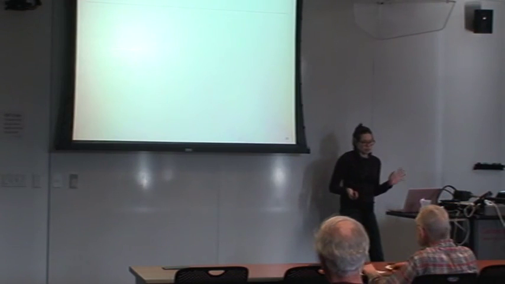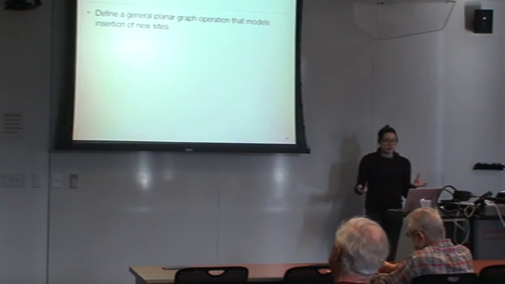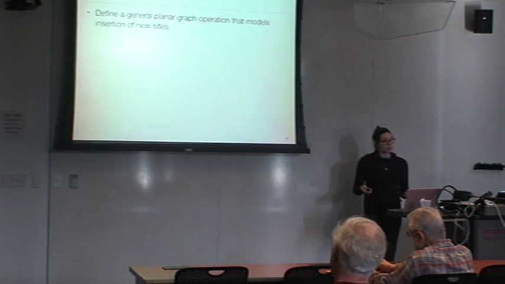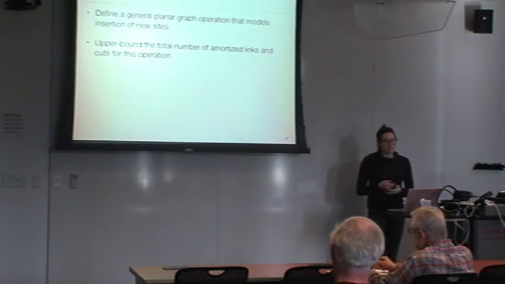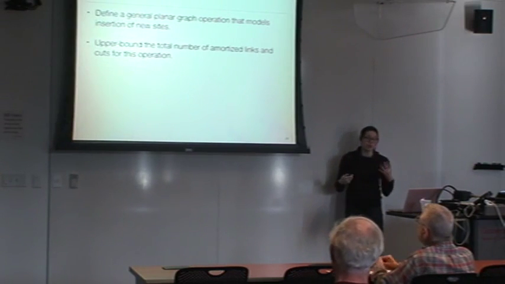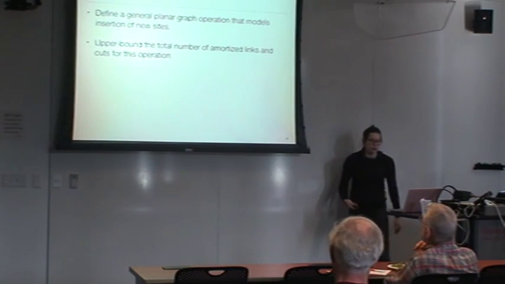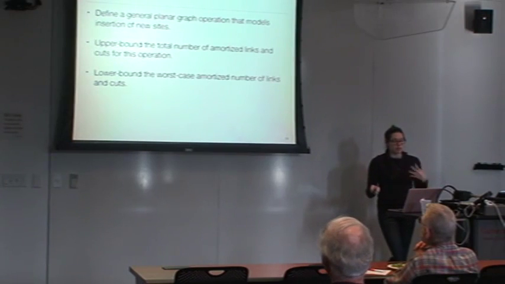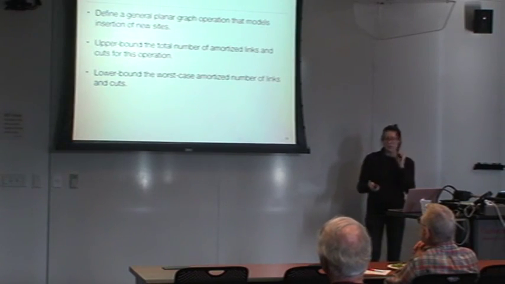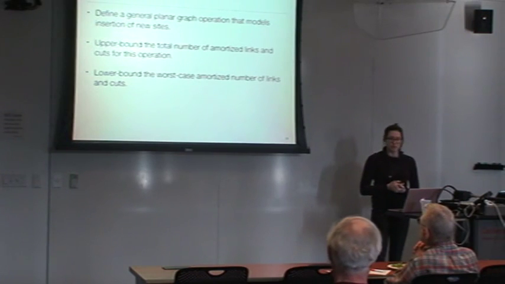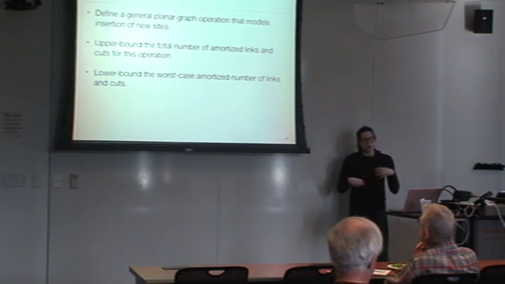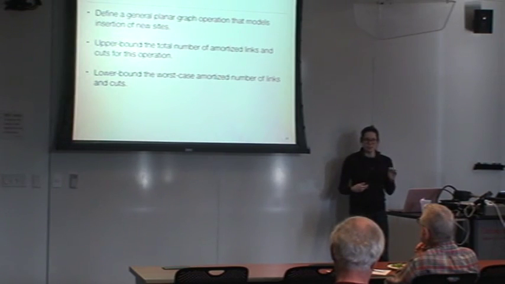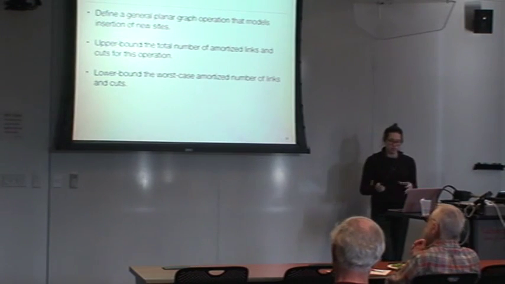So I'm going to give a brief outline of what we intend to do. Define a general planar graph operation that models the insertion of new sites. Upper bound the total number of amortized links and cuts for this operation on a three regular graph, which a Voronoi diagram is. And lower bound the worst case amortized number of links and cuts. And that's a very brief construction that we show. It turns out that we also have an algorithm that works in a very restricted case, but I'm not going to go into the algorithm because it requires some geometric machinery that I don't have time to explain in this session.